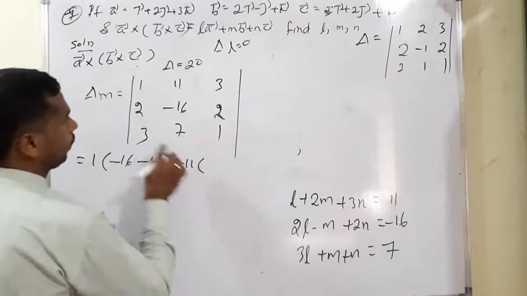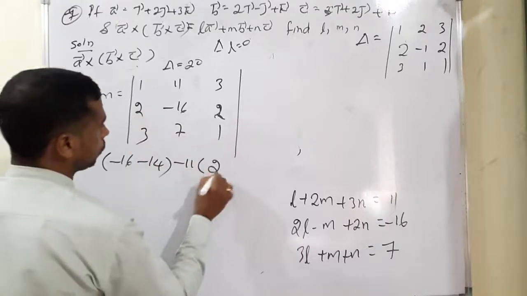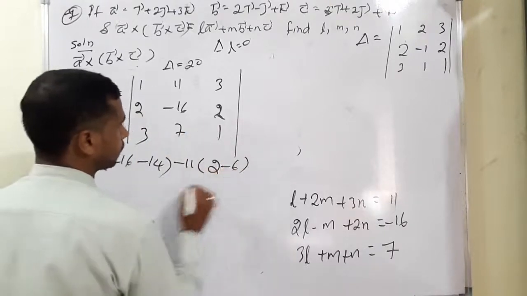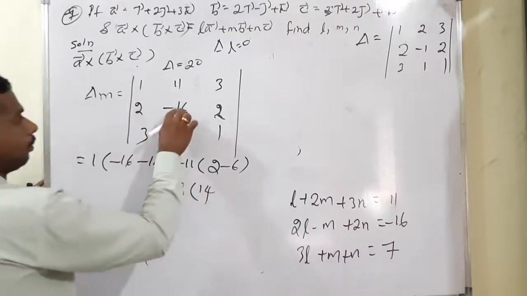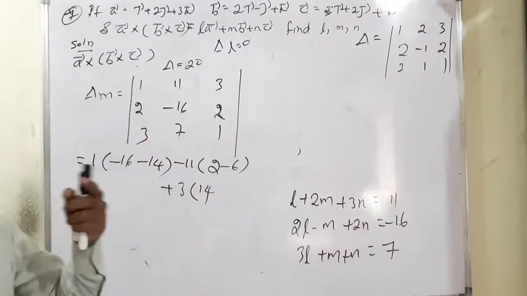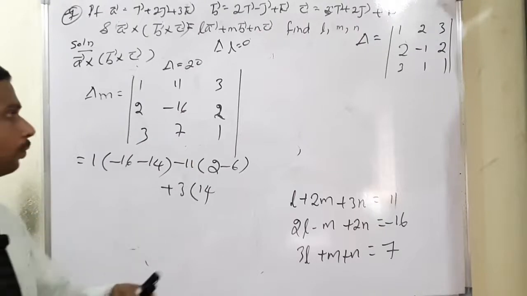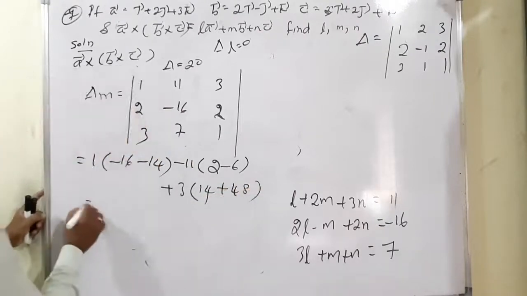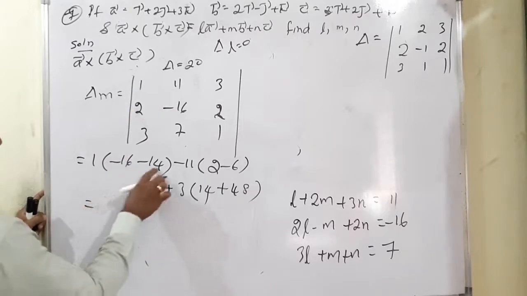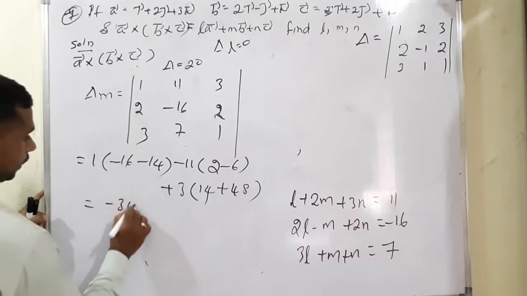Next minus 11 means 2 into 1, 2. 2 3s are 6, minus 6. So plus 3 means 2 7s are 14, minus 16 into 3. 6 3s are 18. 30 plus 18 is equal to 48, but positive 48. Now minus 16 minus 14 means minus 30.